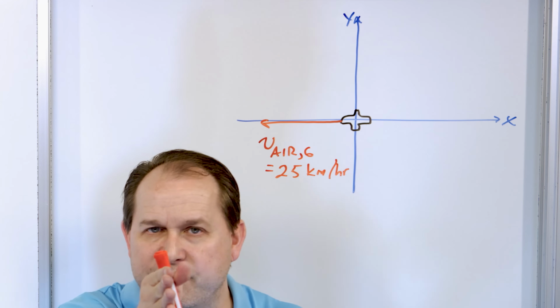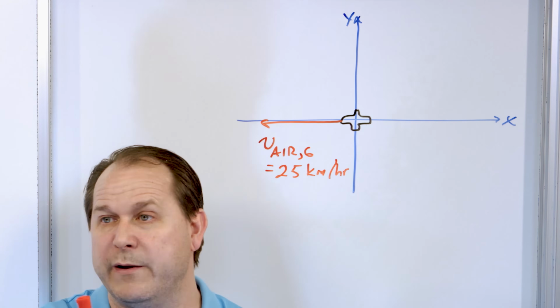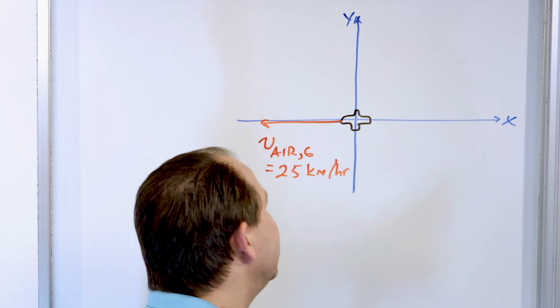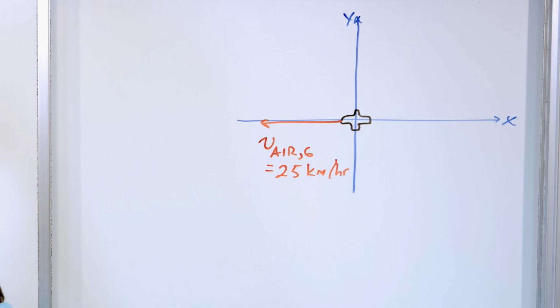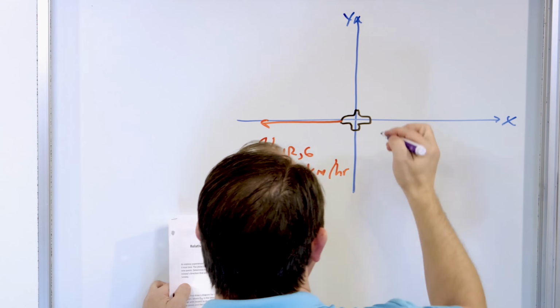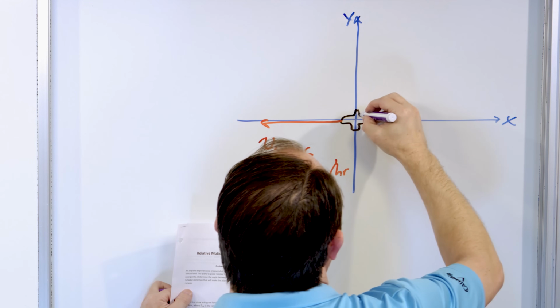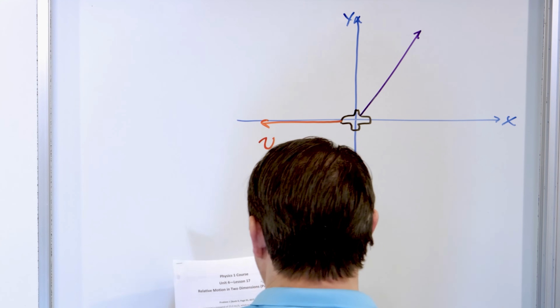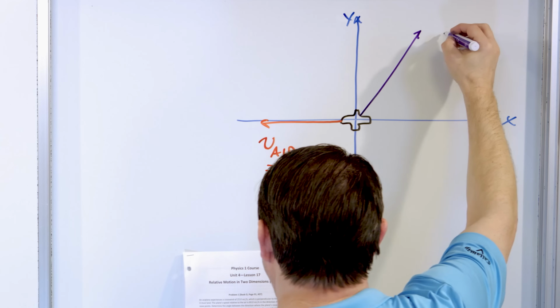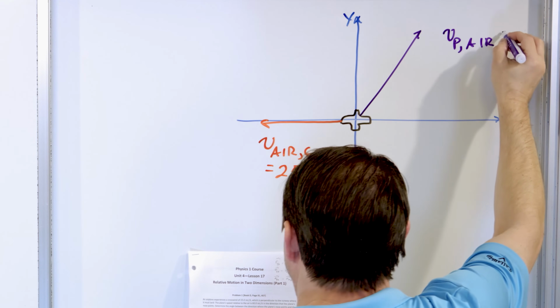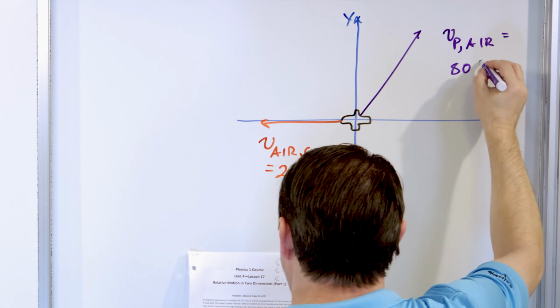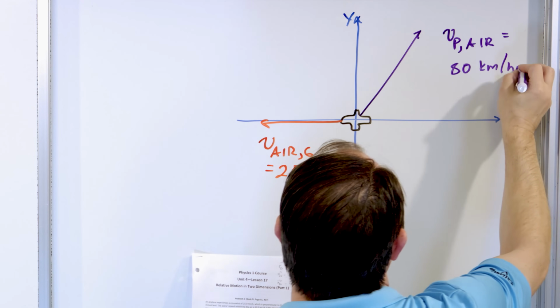All right, now what we're saying is that in order to land on the runway, the airplane is not going to be able to go straight with the nose pointed down the runway. We're going to have to crab in the direction of the wind. Remember, the wind is coming this way. So we'll say that the velocity vector of the plane is really off in this direction somewhere. And this is the velocity of the plane, that's p, with respect to the air, and that's equal to 80 kilometers per hour.